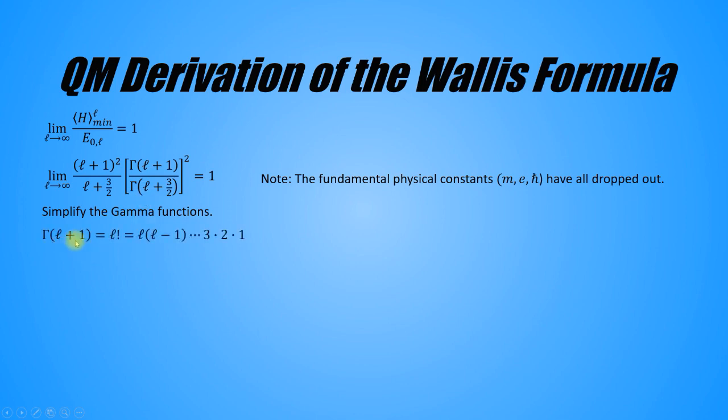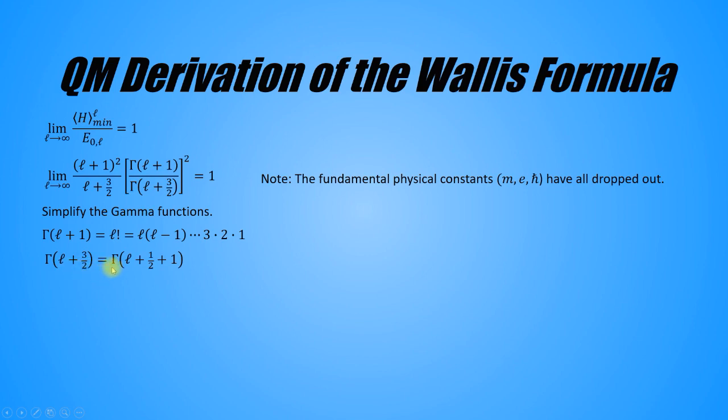Since L is a natural number, the second property of gamma functions that I showed you in the first segment says that gamma of L plus 1 is L factorial, which is this right here. This one here will take more work. L plus 3 halves is not a natural number, so I can't use property 2 of the gamma function.